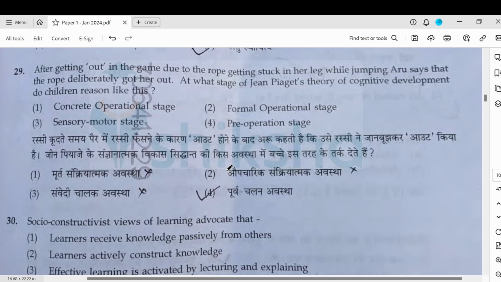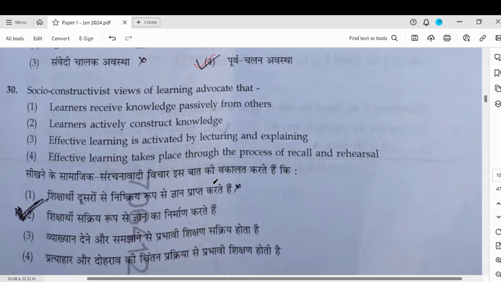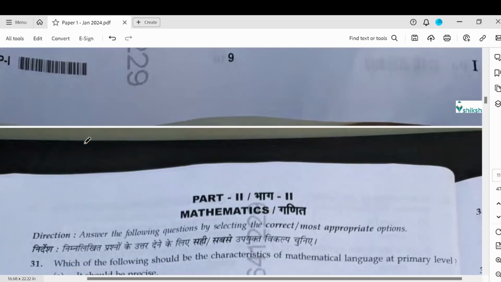29. After getting out in a game due to a rope getting stuck in her leg, Aru says that the rope deliberately got her. This is animistic thinking. What stage is animistic thinking? It is in the pre-operational stage. Socio-constructivist views of learning advocate that. Socio-constructivists, they are not passive. They actively construct. Lecturing, explaining, no. And recall and rehearsal, no. So learners actively construct their knowledge.